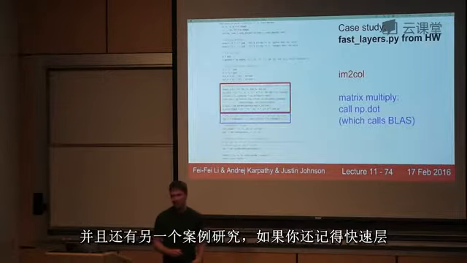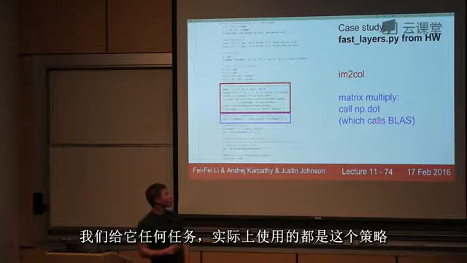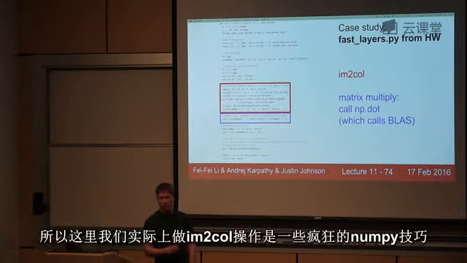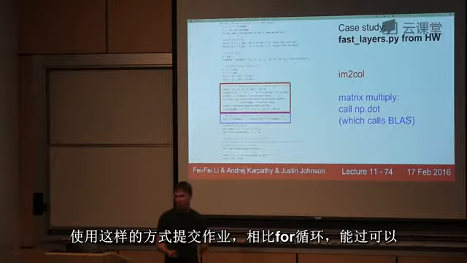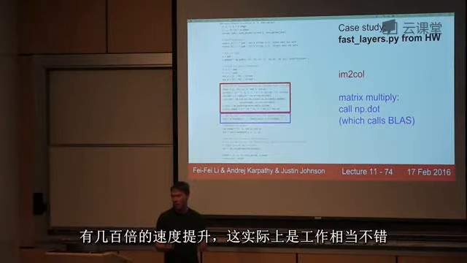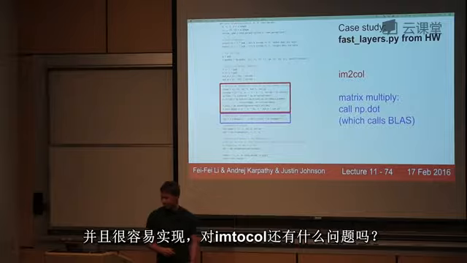And also, as another case study, the fast layers we gave you in the assignments actually use this exact same strategy. Here we do an im2col operation with some crazy NumPy tricks. And then we can do the convolution inside the fast layers with a single call to the NumPy matrix multiplication. And you saw in your homeworks, this usually gives maybe a couple hundred times speedup over using for loops. So this actually works pretty well, and it's pretty easy to implement. Any questions about im2col?